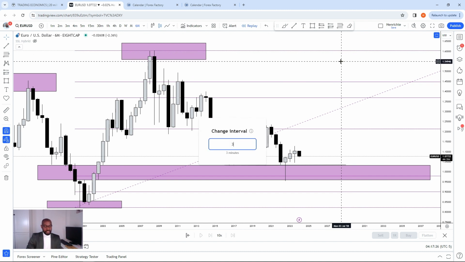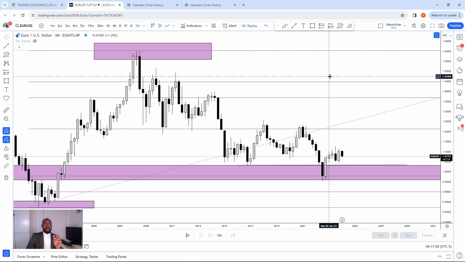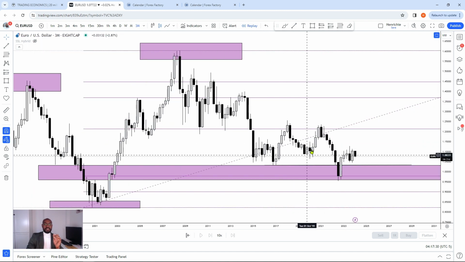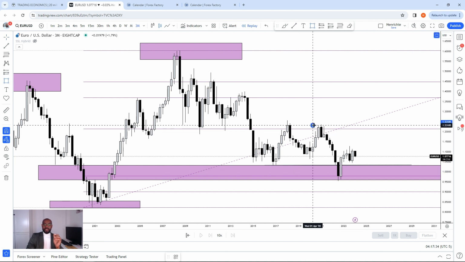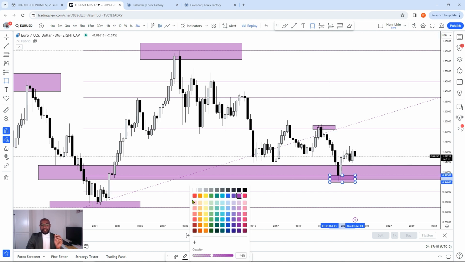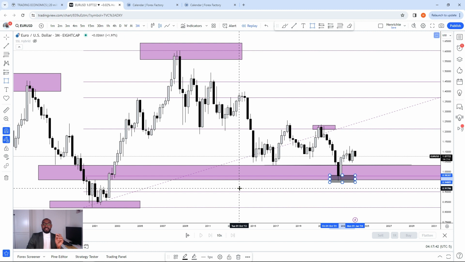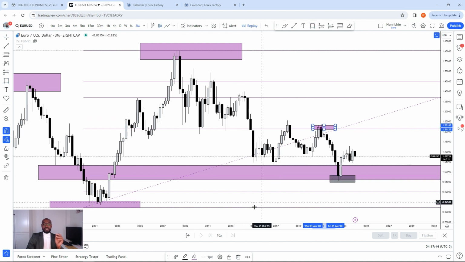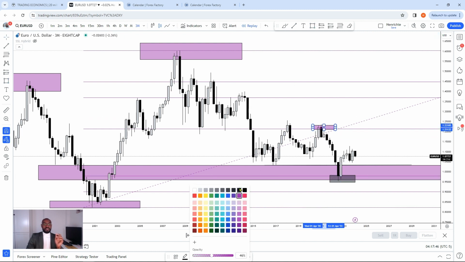What I'm going to do is scale down to the 3-month time frame. On the 3-month time frame, you can see we're working with the range high and the range low being right here and right here. This is our range high and our range low. We don't know whether price is going to take the range high or whether it's going to take the range low. We do not know.